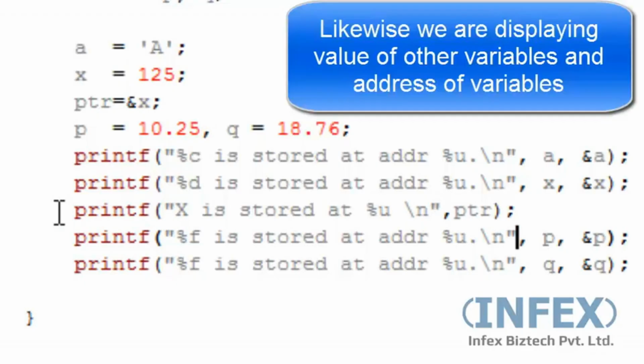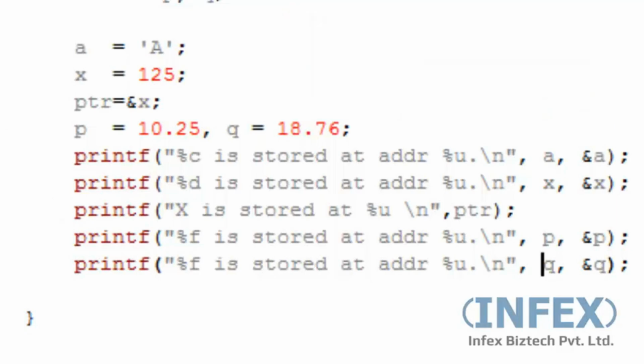Similarly, we are also printing the values of P and Q variables and the addresses of P and Q. Now let's run the program and see the output.